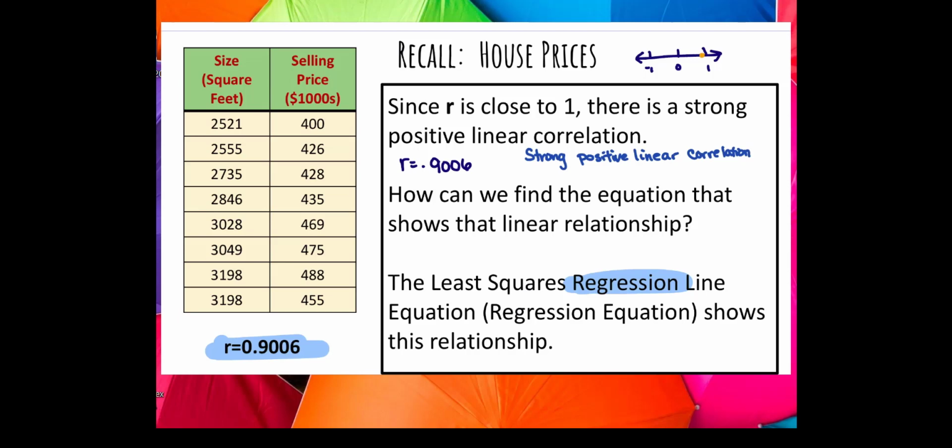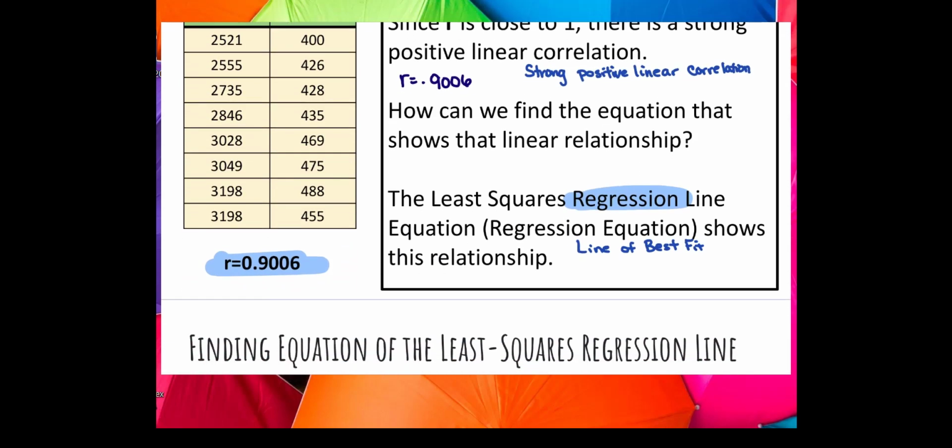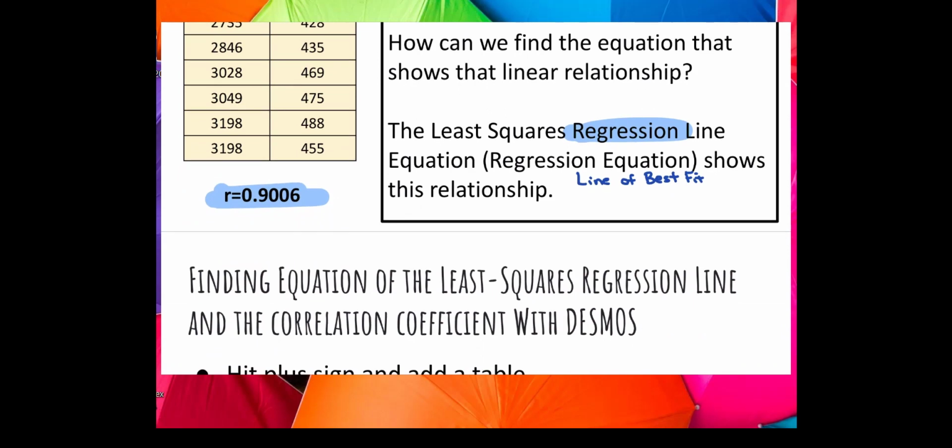I want to go ahead and put this out there. You may also see it called the line of best fit, but I usually call it regression or regression equation, but I just want to put all three of these out there. You can hear it called least squares regression line, or regression equation, line of best fit. All of those mean the same thing. But that equation will show the relationship between the variables. It will model it.